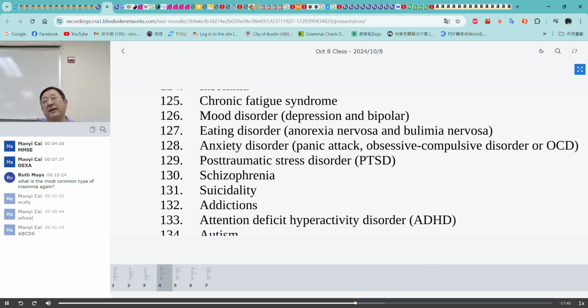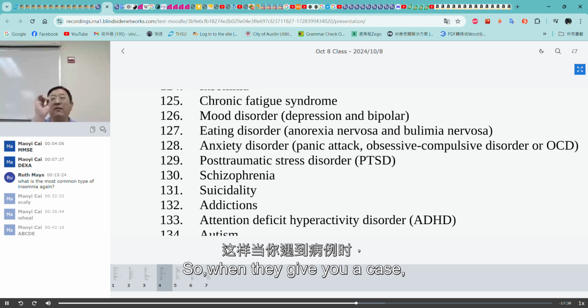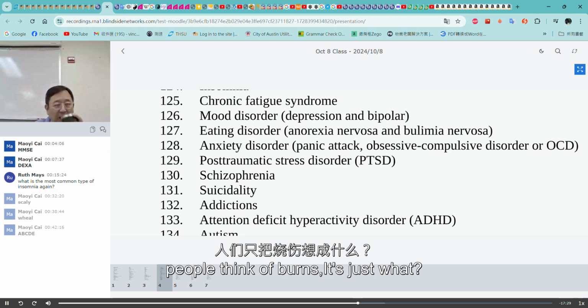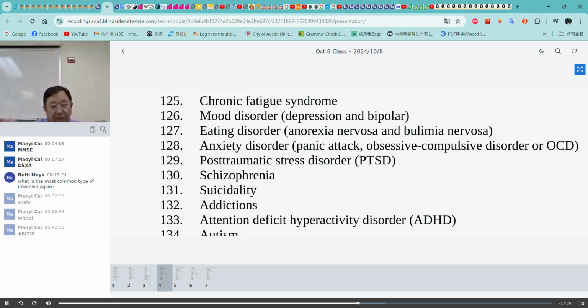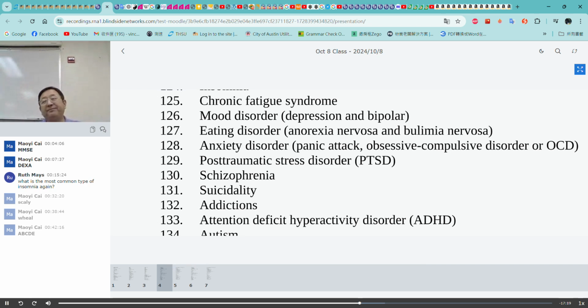Now, dermatologic. Dermatologic, you just have to know the definition and main feature. So when they give you a case, you can easily find out. What is that? First of all, burns. Well, burns, we know that, right? But a lot of the time people think of burns as just what? Fire, heat. Could be. Or most common, yes. But burns can also be caused by what? Chemical, radiation, electricity. They all can cause burns.